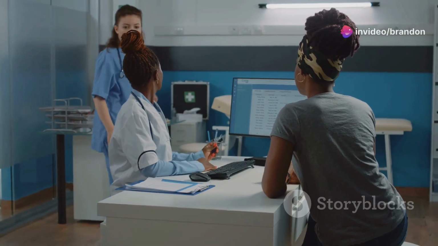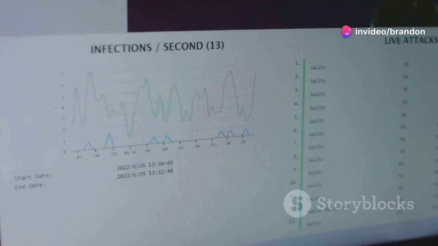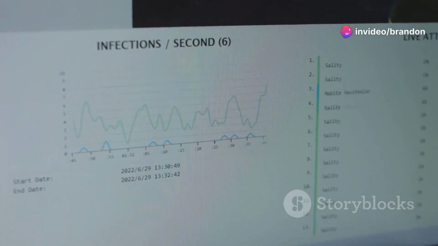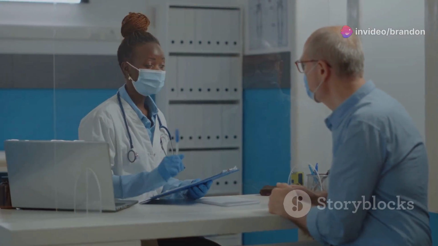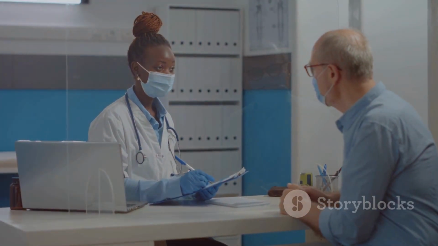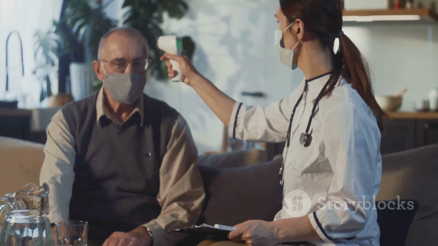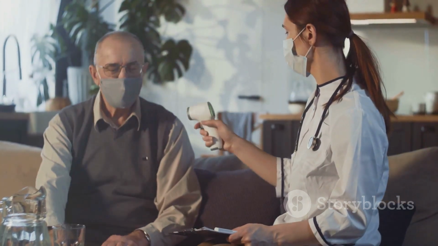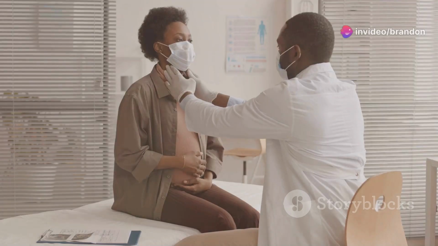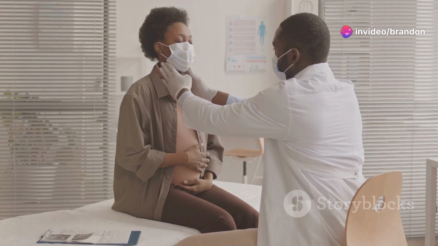Section 5. Recognizing the symptoms of HIV. The symptoms of HIV can vary depending on the stage of infection. Some people may experience no symptoms in the early stages. However, common symptoms of acute HIV infection include fever, headache, muscle aches, sore throat, rash, and swollen lymph nodes.